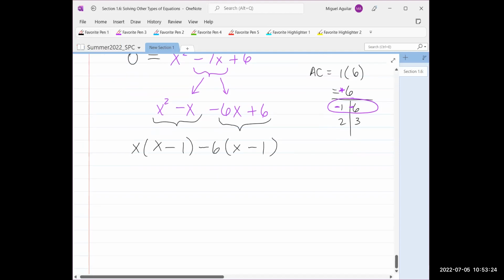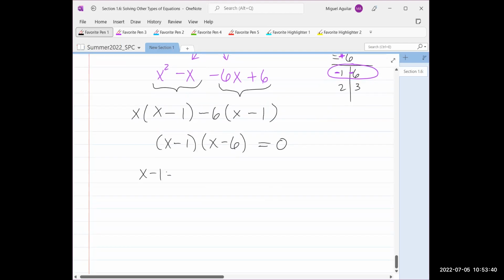Okay, well then it's just here because we have x minus 1 and x minus 6, that is factored. And then we can say that we're going to set those equal to 0 since we're solving this equation. So x minus 1 equals 0, or x minus 6 equals 0. That's going to provide us with our solutions.